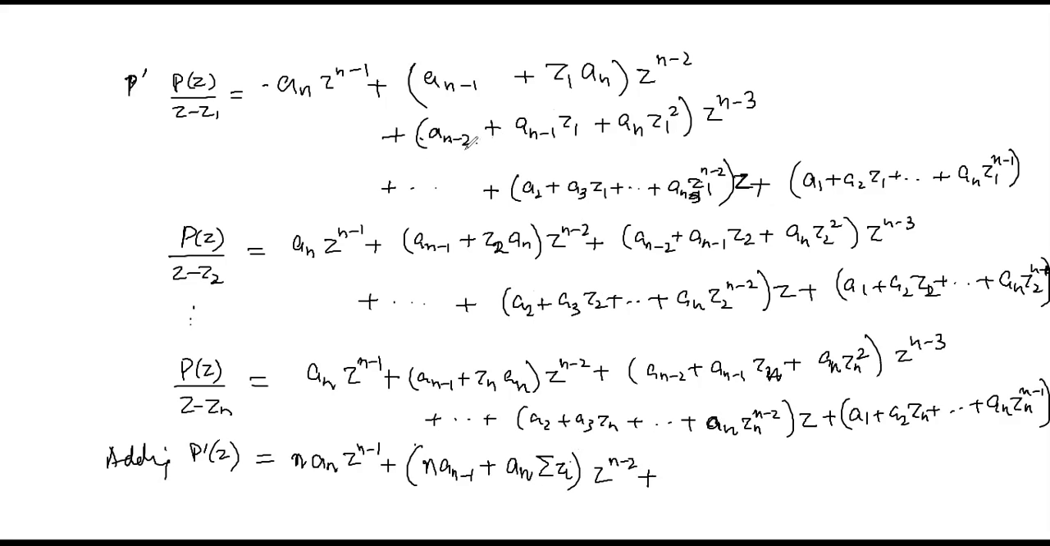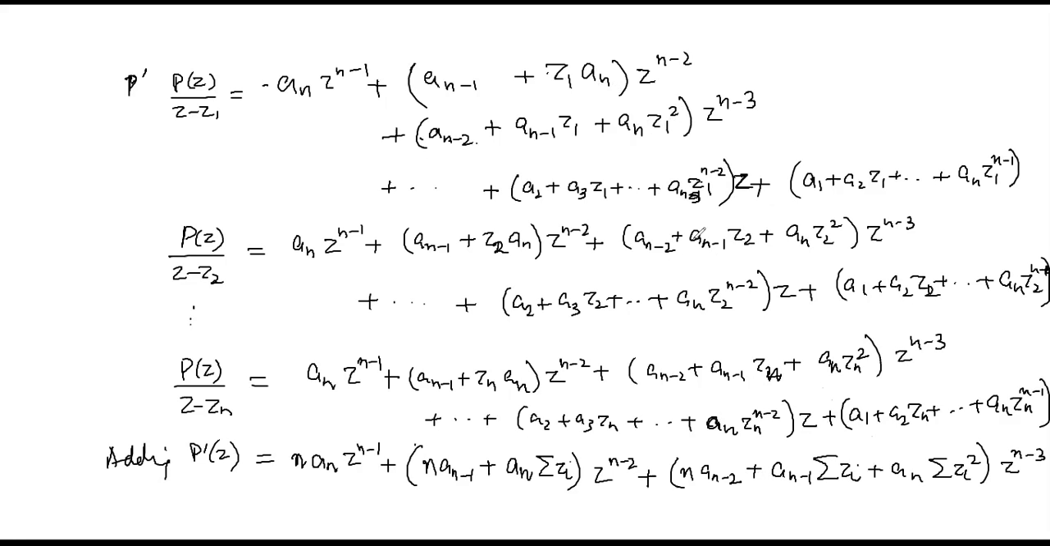Now let's take the third term. In the third term there is n minus 2, and here also n minus 2, here also n minus 2. So it should be n times an minus 2. Right? Then the second one, it is an minus 1 into z1, again an minus 1 into z2, so it should be plus a sub n minus 1 into summation zi. Now our next one will come, look. Then I have the third, you have got an, it should be plus an into summation zi square, whole multiplied by z raised to power n minus 3.